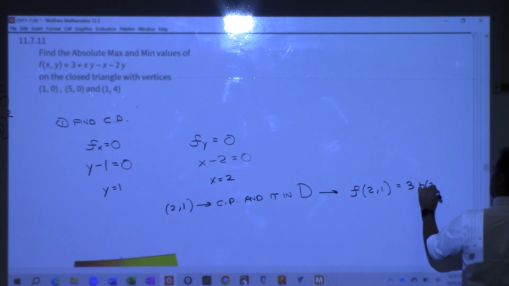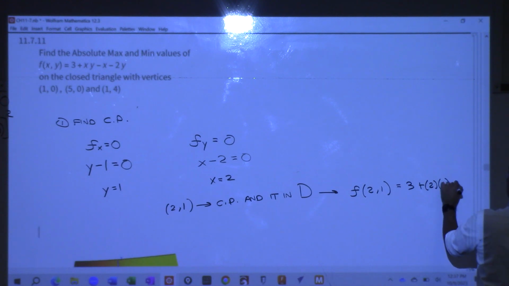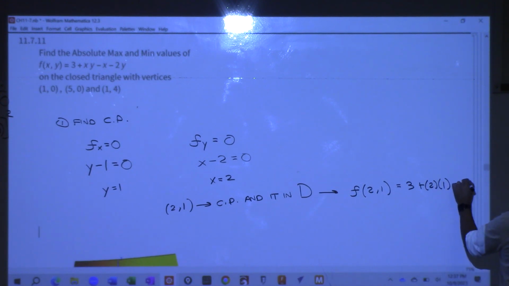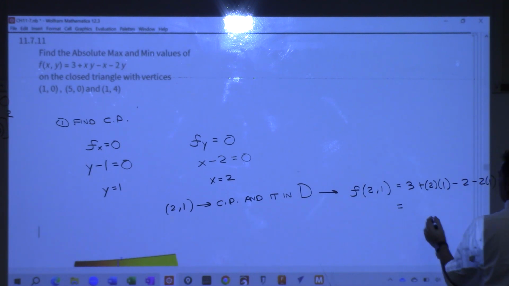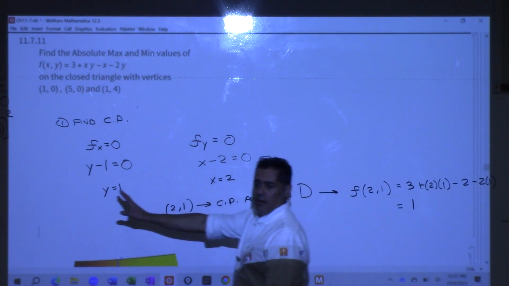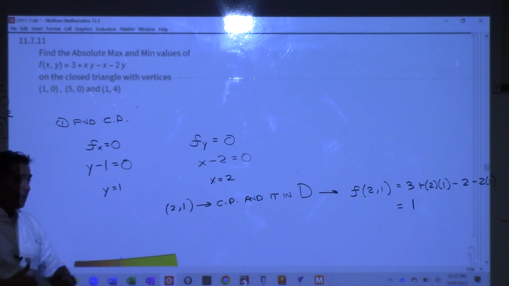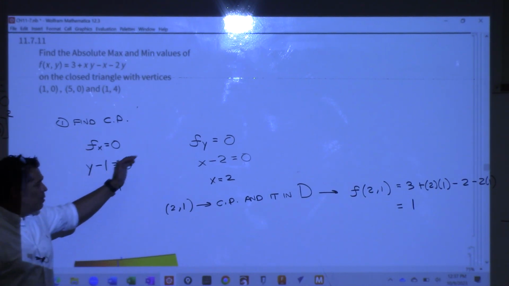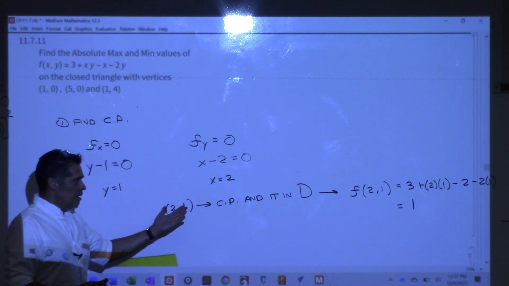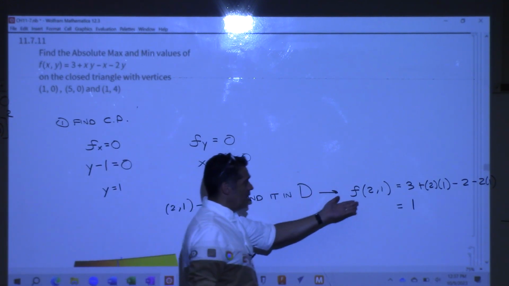3 plus 2 times 1 minus 2 minus 2 times 1, I believe. What is that? Is it 1? We get 1. Again, I did not calculate capital D. This is a completely different method from local max, local mins, where we don't have domain restrictions. Here, we're trying to find the absolute max and min. The first step was to find the critical points, or point, make sure it's in the domain, and then just figure out the function's value there.